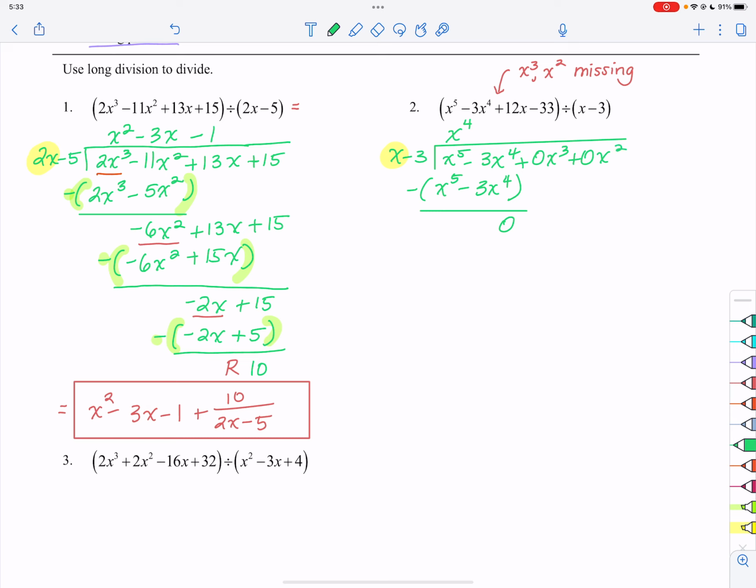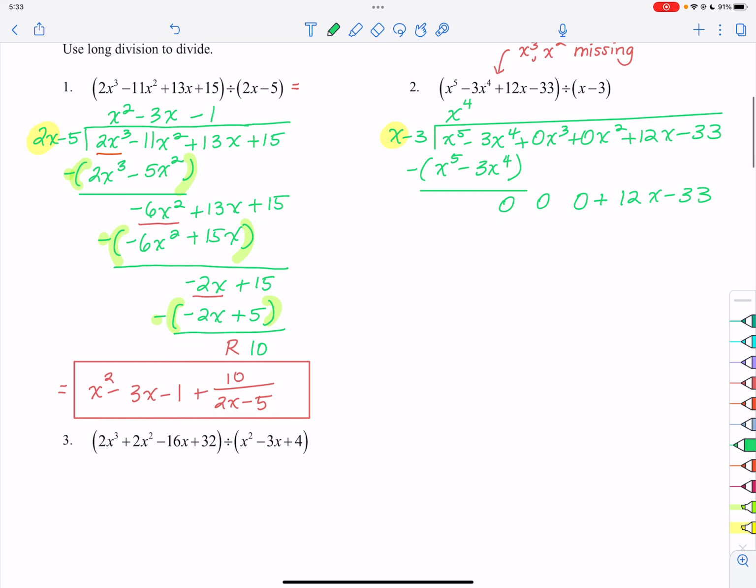And I should have done that just for teaching you this. Some do that and some don't with long division, but it's just important that we notice that we have those missing powers, okay? So if we drop these terms down, I have another 0, I have another 0, and I have this 12x minus 33, and that's a plus.